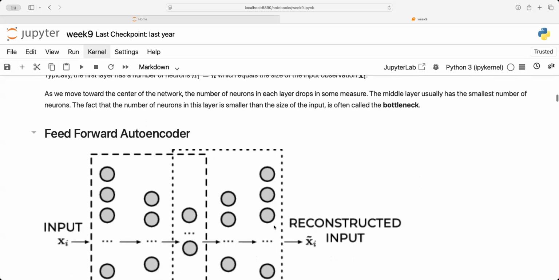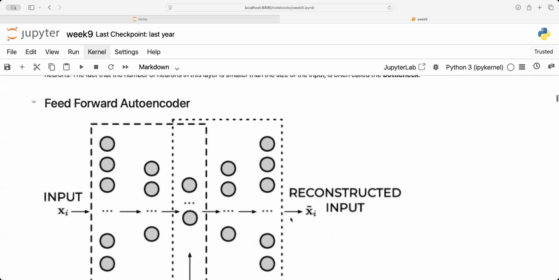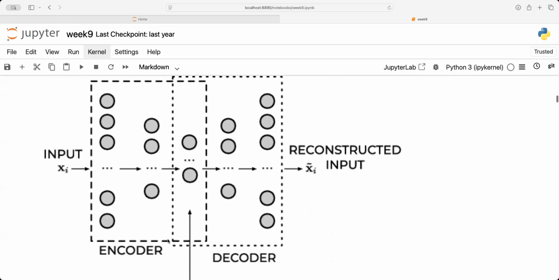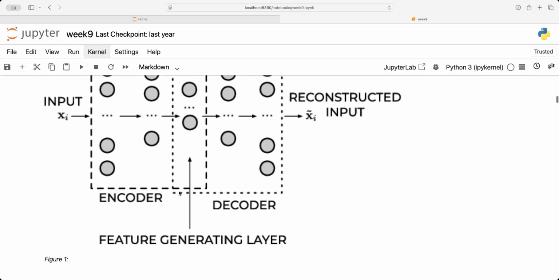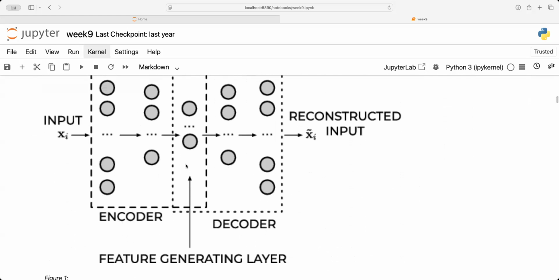And then you would typically reconstruct your data here. So this is the decoder part, and this is the encoder part, and this is normally called the feature generating layer. So with feature generating layer, you could now think of you having reduced the dimensionality of the problem. So this was roughly about the autoencoders.